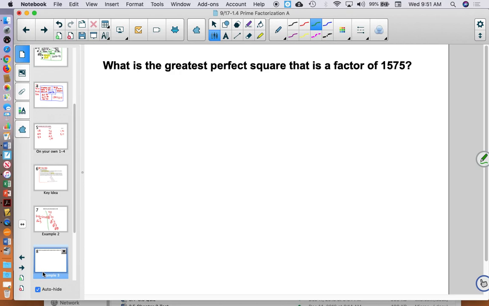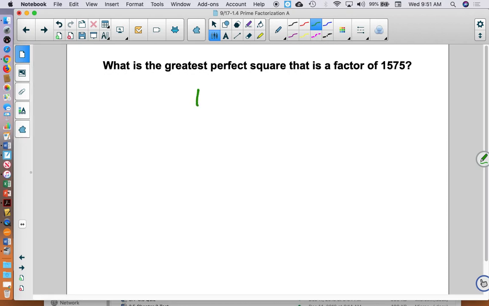What is the greatest perfect square that is a factor of 1,575? Wow. That's ugly. You agree? Yeah. Well, let's just factor it. We're going to prime factor it. What's the first number that you know is going to go into that? Is 2 going to go into it? No. No.